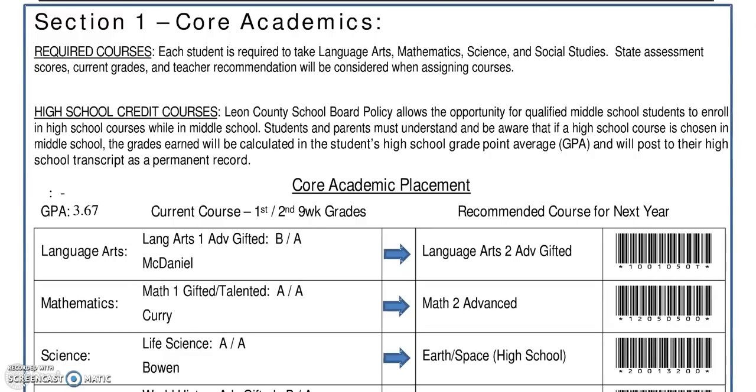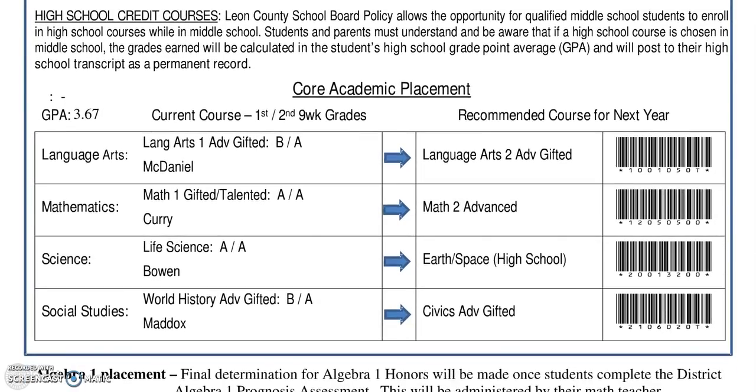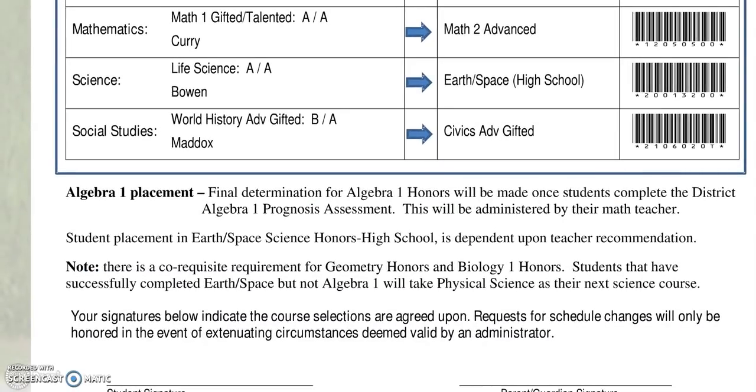All right, next you'll see your core academic placement. So you have your GPA listed there, the classes that you're currently enrolled in, language arts, math, science, and social studies, and your first and second 9-week grades, and then the courses that have been recommended for you to take. Okay, so look at those, make sure those are correct. If you have any issues with that, let your teacher know, or come by and see us in guidance.